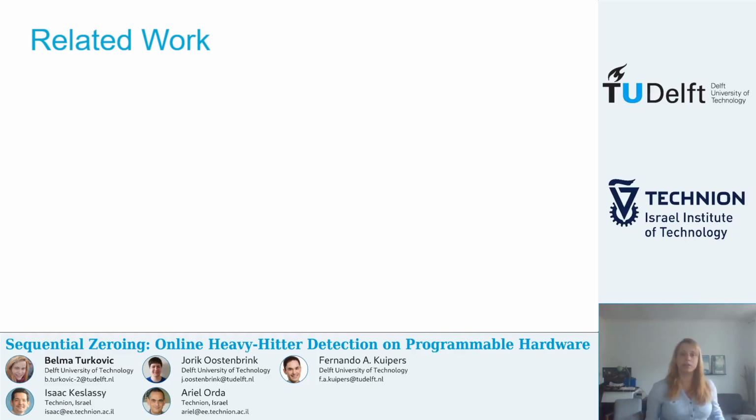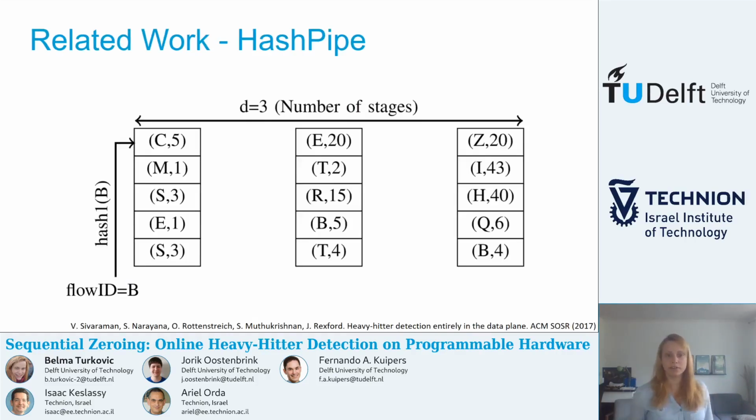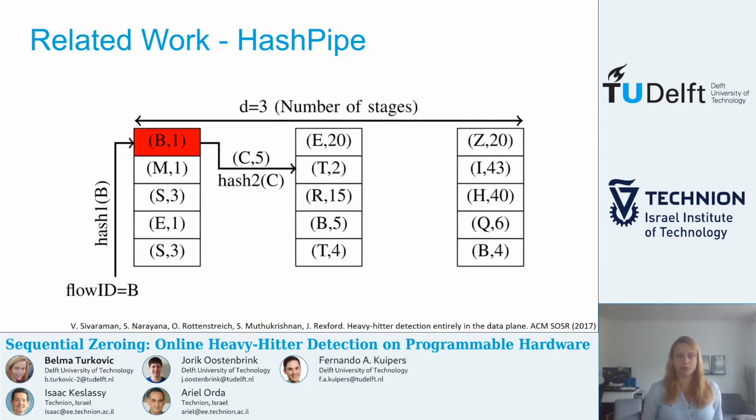However, in addition to this, some of them, such as HashPipe, also have problems to compute an online estimate when counting over even periodic intervals. So I'm quickly going to demonstrate this. For example, if an incoming packet with the flow ID B is received by the HashPipe, HashPipe will first insert this flow into the first stage.